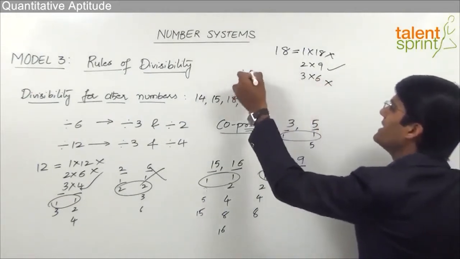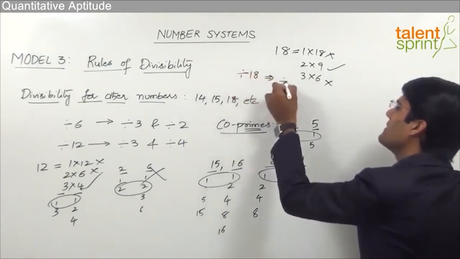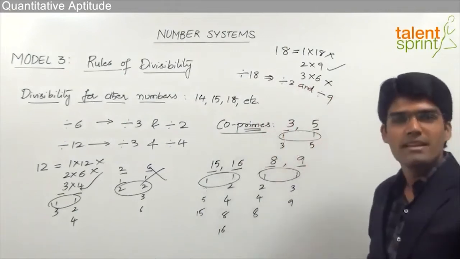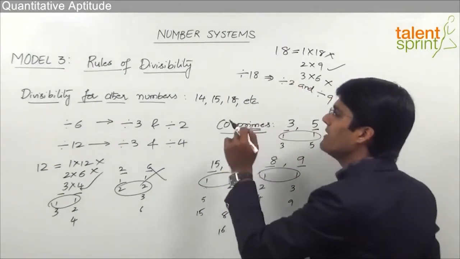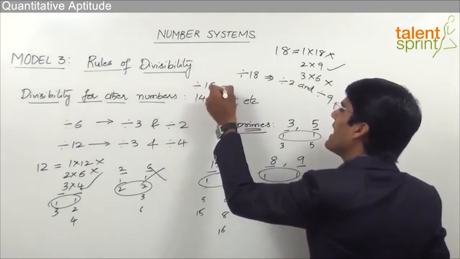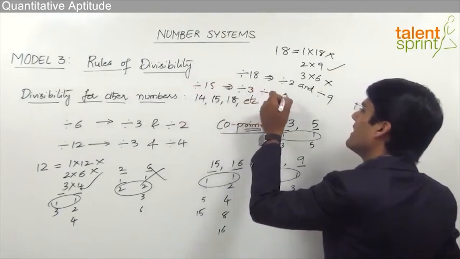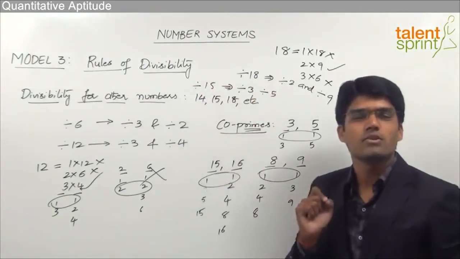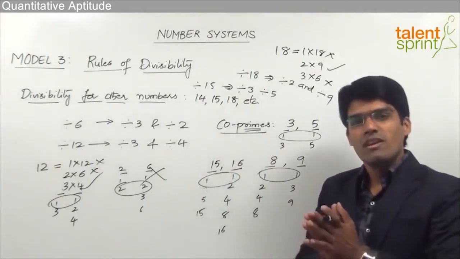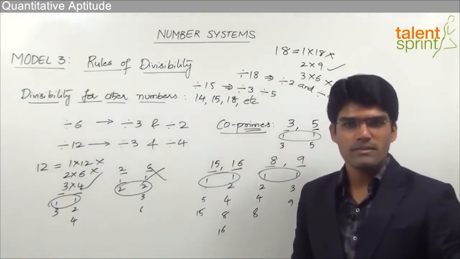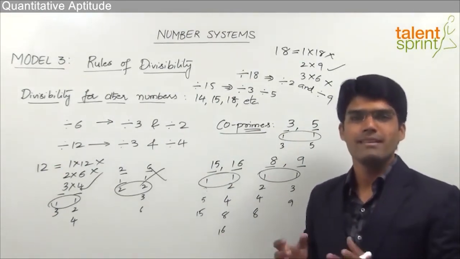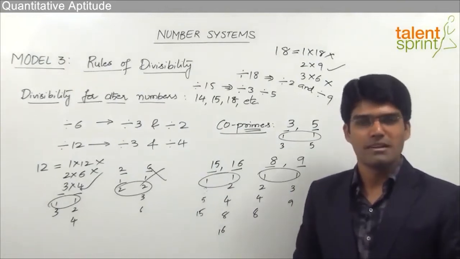So the divisibility for 18 will be that the number has to be divisible by 2 and it should be divisible by 9. Likewise, we can check for the remaining numbers as well. For example, for 15, the rule should be that the number is divisible by 3 as well as 5. And similarly for 14, the number should be divisible by 2 and by 7. So this way, always try to factorize the given number into a product of two numbers and then check which of these pairs is co-prime. That particular pair can be taken as a divisibility rule for the given number.